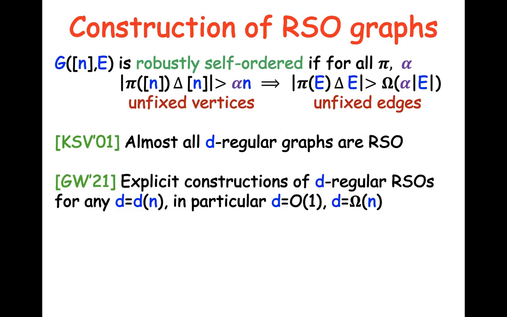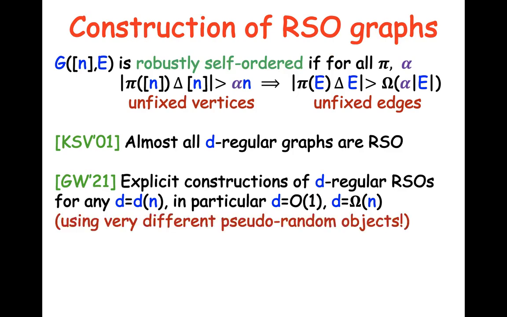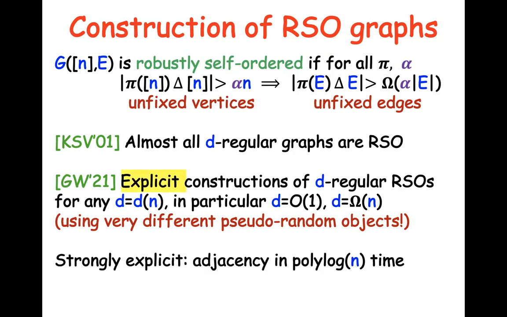Constructing them is a different story, and that was the main result in the previous paper. We constructed them both in the sparse case and in the dense case. We had several constructions that are different between the different parameter regimes and employ some complex other pseudo-random objects. I unfortunately have no time to talk about this. I just want to stress that these are strongly explicit constructions in that adjacencies or incidences can be determined in polylogarithmic time. That's, of course, very important for the application.